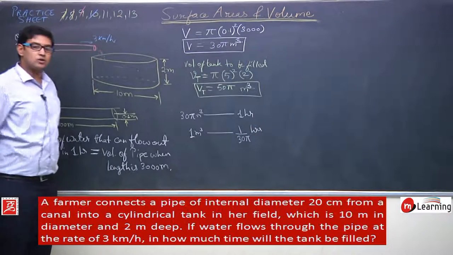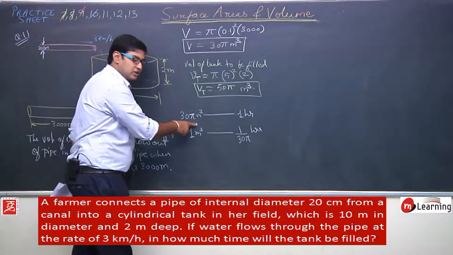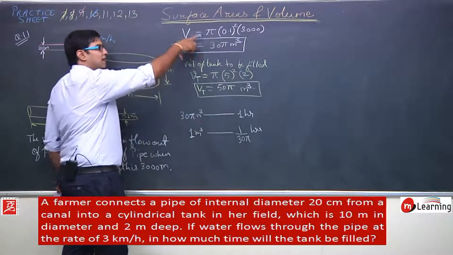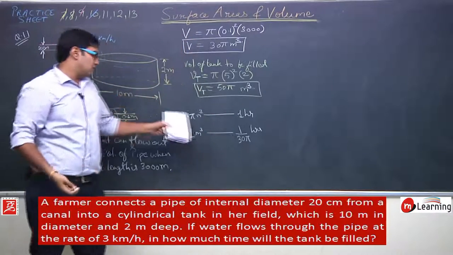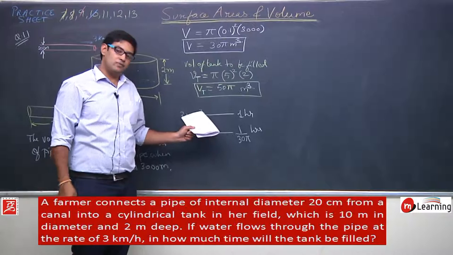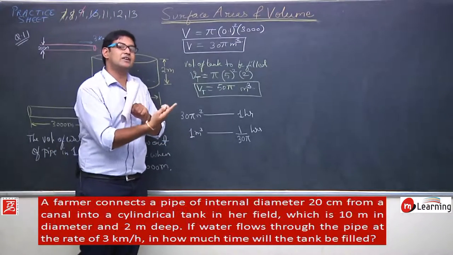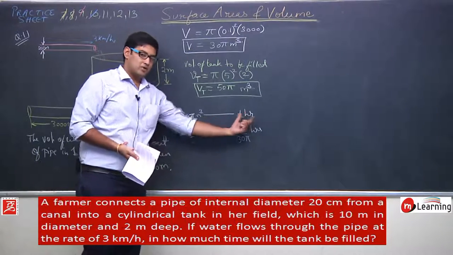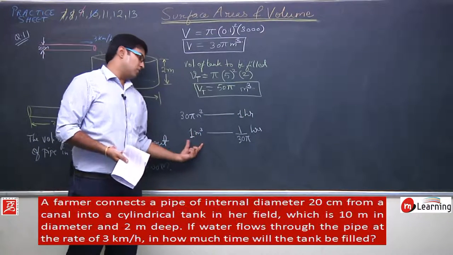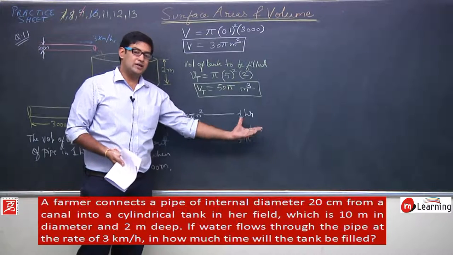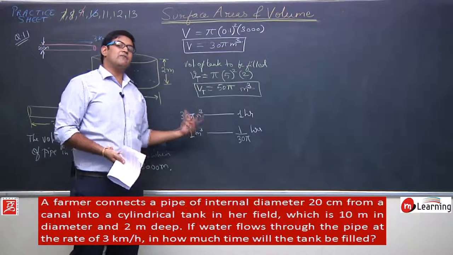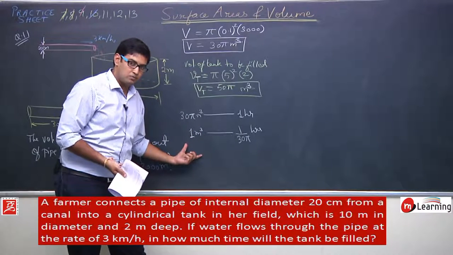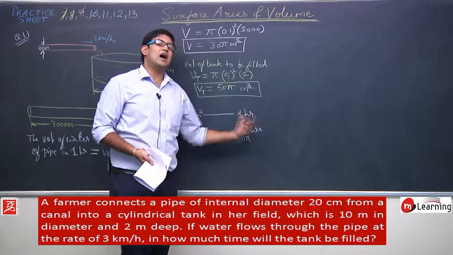To fill 30 pi meter cube of volume, the pipe needs 1 hour. We can see that the pipe can throw in 1 hour 30 pi meter cube of volume. That's why I have written it in reverse order. So for 1 meter cube volume, 1 upon 30 pi hours, it means this pipe can fill a tank of 1 meter cube in 1 upon 30 pi hours.